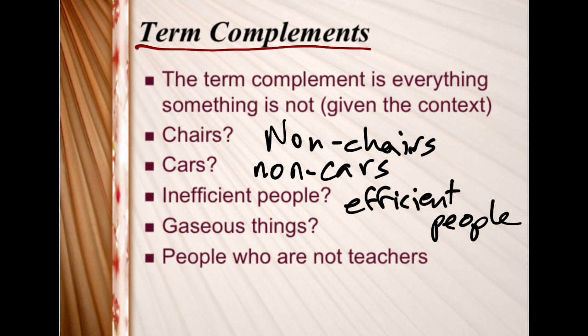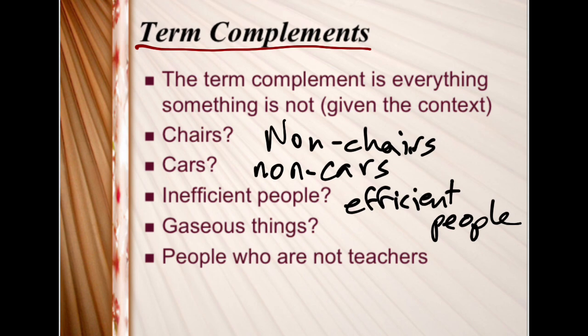So the word inefficient implies a context. You're talking about the inefficient people versus the ones who get stuff done, the efficient people. What you would definitely not want to do here is say inefficient non-people, because you're not going to typically be comparing inefficient people with inefficient non-people. That's not really a plausible context. Also, you don't want to write for the term complement here non-inefficient, because there's a simpler way to say that, efficient people.